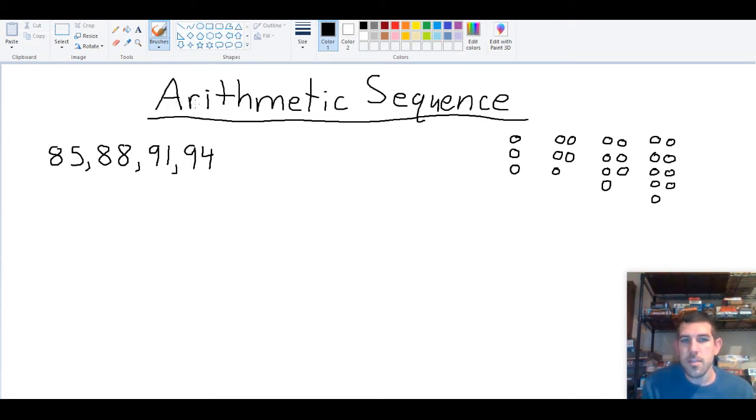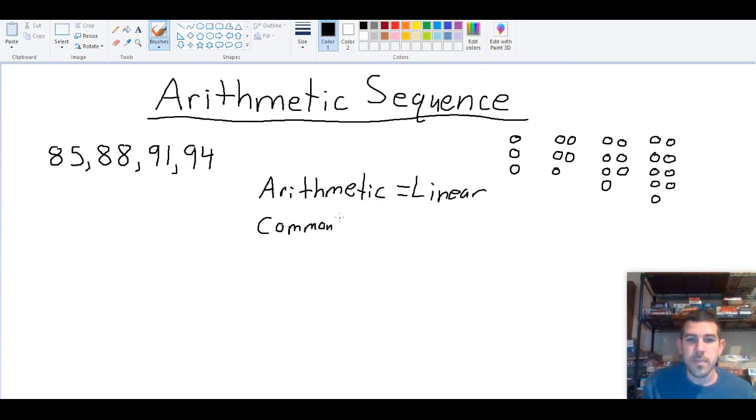Now, what makes it arithmetic? Arithmetic is kind of like linear. Let's go ahead and jot that down, that an arithmetic sequence is a linear sequence. And what we know about linear patterns is that they always go up by the same amount or go down by the same amount. We learned earlier that they have a common difference, meaning that the difference between each number in the sequence is the same. It's a common difference.